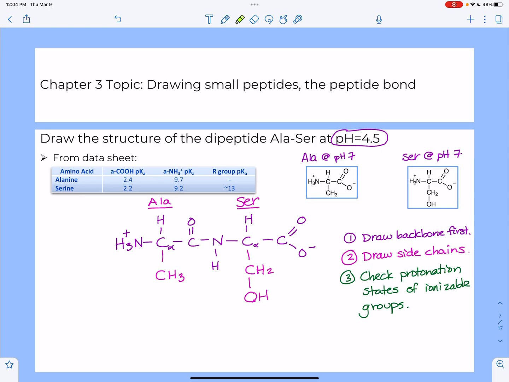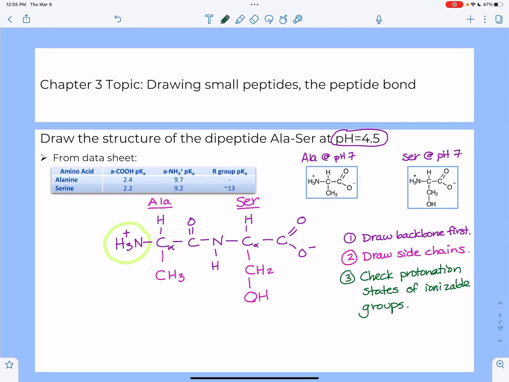Okay, so here we have our alpha amino group from the alanine. When we look at the peptide bond, remember that the carboxyl and the amino groups that react to form the peptide bond are no longer ionizable. So this group right here is an amide bond. The peptide bond is what's known as an amide bond, so it is not ionizable.